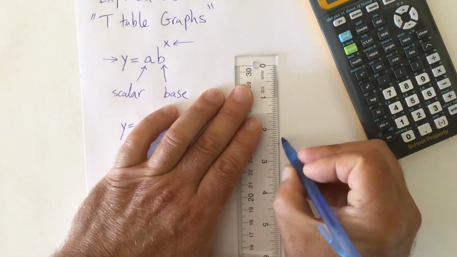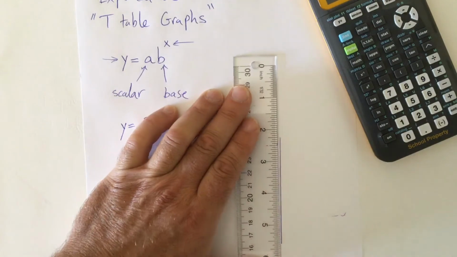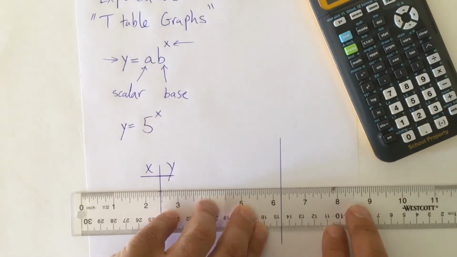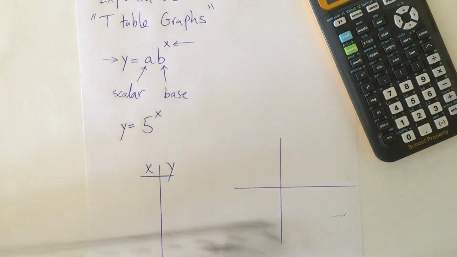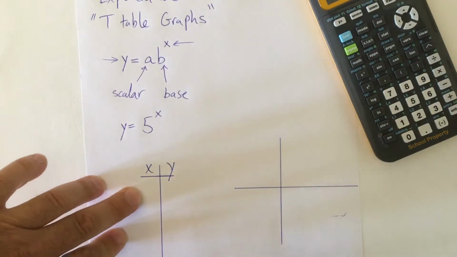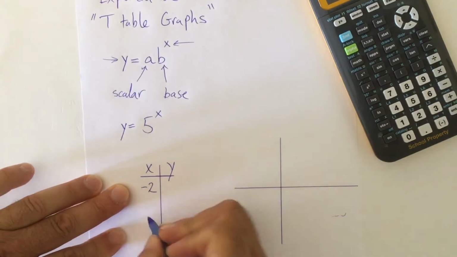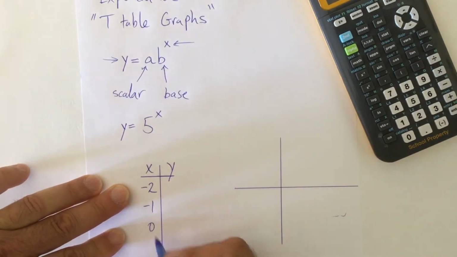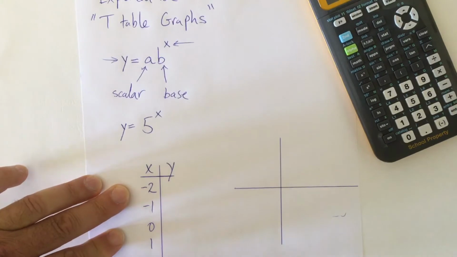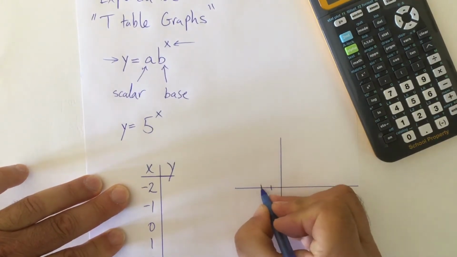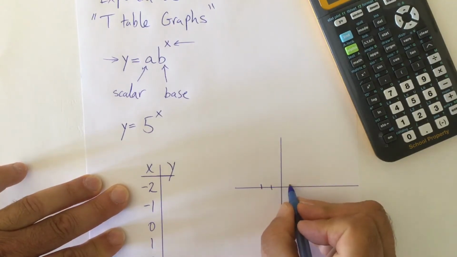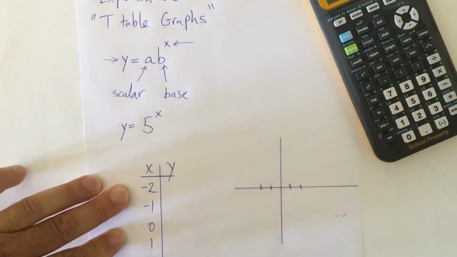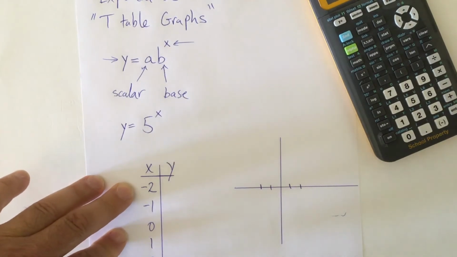Now, when you graph this thing, of course, we have an xy coordinate system. So I'm going to make it look as pretty as I can. There we go. And I want you to use these numbers: -2, -1, 0, 1, and 2. You're going to plug in -2, -1, 0, 1, and 2. You will plug those numbers in. Now you're going to get output.